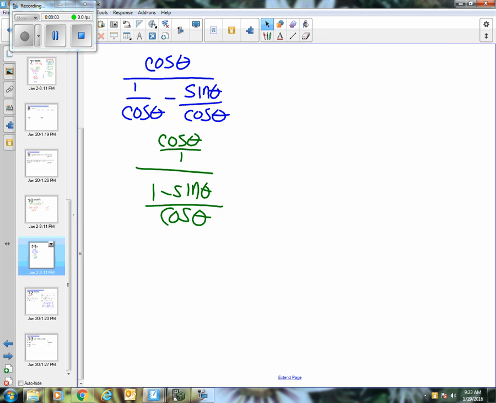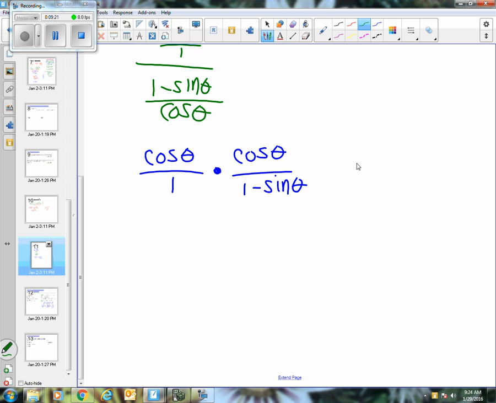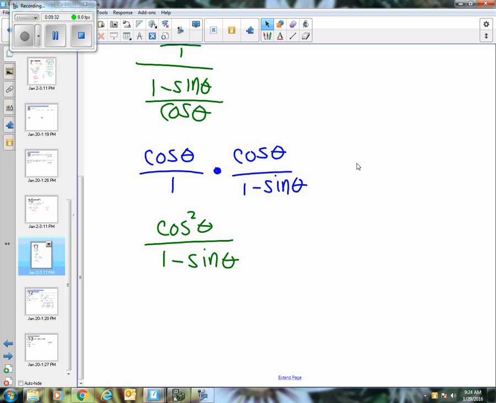All right, now, a fraction divided by a fraction. Multiply by the reciprocal, so cosine over 1, that's the numerator fraction, times the reciprocal, so cosine over 1 minus sine. So we're just doing the operations. We're just doing what it asks us to do. So we multiply the fractions, numerator with numerator, so cosine squared over 1 minus sine. All right, so now we've pretty much done the operations, can't really subtract on the bottom.